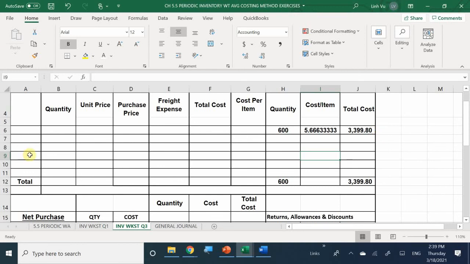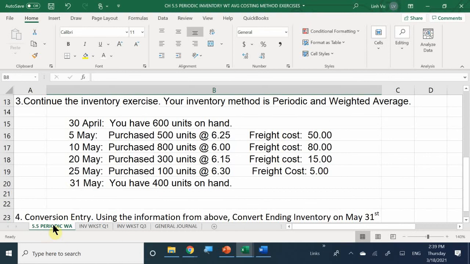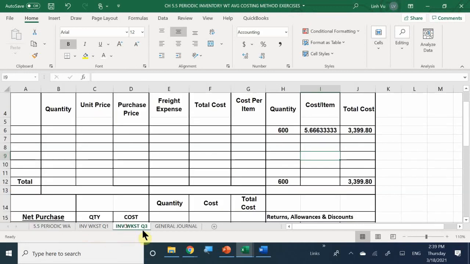Okay. So let's take a look at our inventory. Now that we have the beginning balance of inventory in our worksheet, let's focus on the purchases. So what happened on May 5th? Purchase 500 units at $6.25 with a freight of $50. So here I am, it's May 5th. We purchased 500 units at $6.25 with a freight of $50.